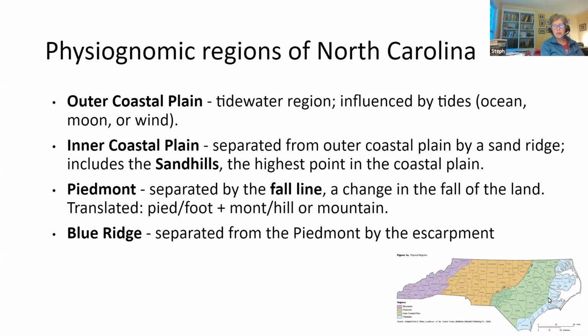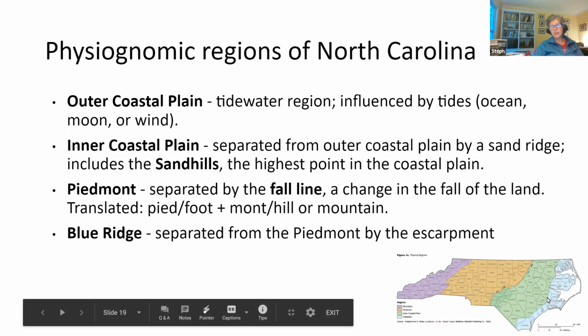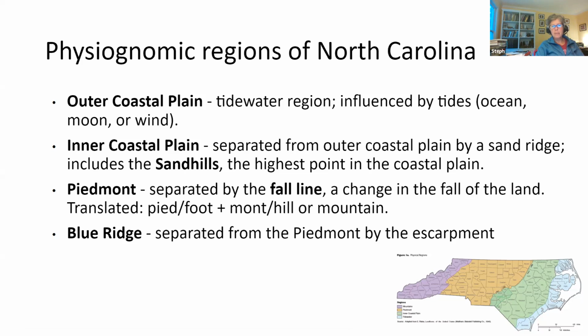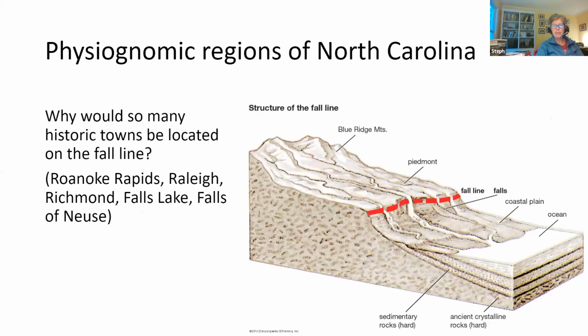We have the intercoastal plain. And so there's a sand ridge that's an ancient dune that separates the intercoastal plain from the outer coastal plain. And this intercoastal plain includes the sandhills, which are the highest points in the coastal plain. And then that's separated from the Piedmont by the fall line. And so the fall line is the change in the fall of the land. If we translate the word Piedmont, Pied means foot and Mont means hill or mountain. And then finally, we have the escarpment, which separates the Piedmont from the Southern Blue Ridge.